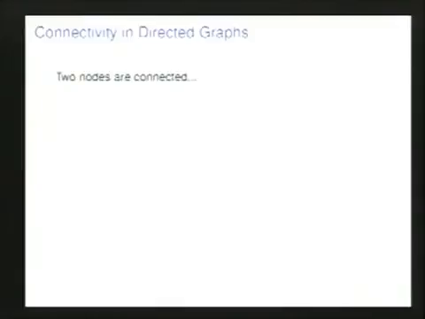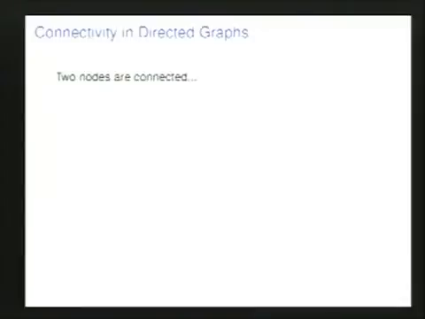Okay, so connectivity. Now we're going to talk about connectivity in directed graphs. We talked about topological sorting in directed acyclic graphs. Now we want to get order from chaos in any directed graph. So now you have cycles in some places, you don't have cycles in other places. You want to learn a little bit more about the structure of this graph, okay?